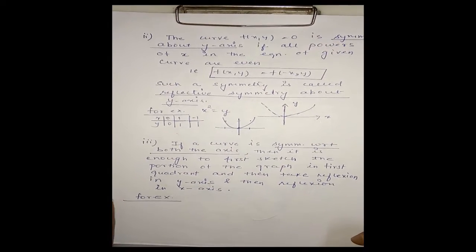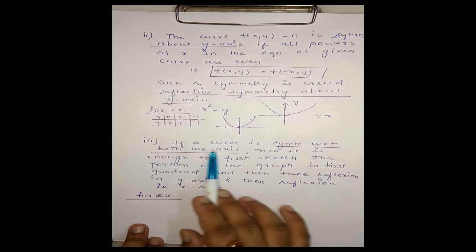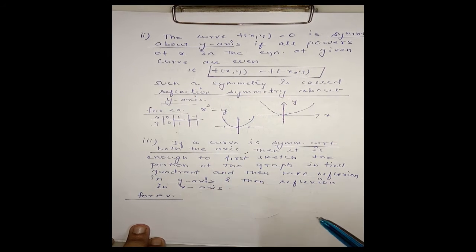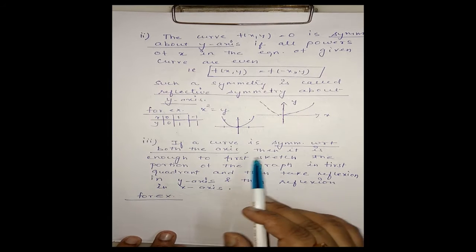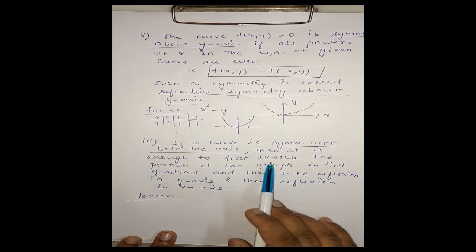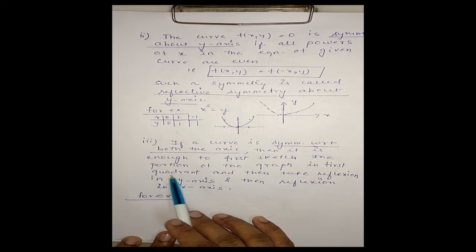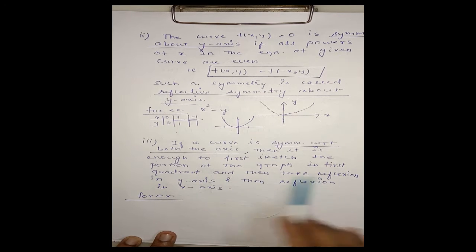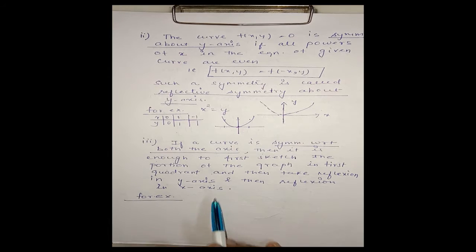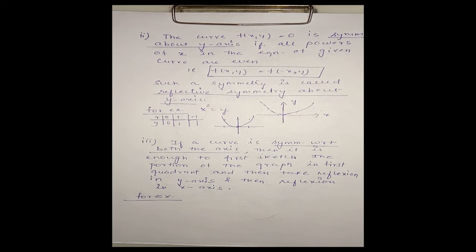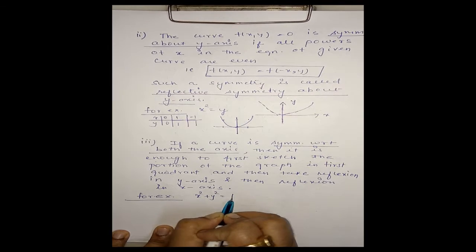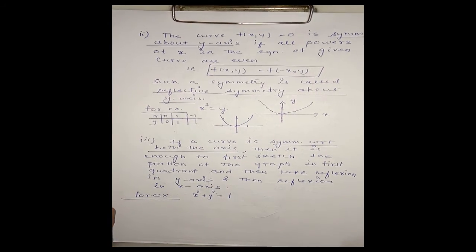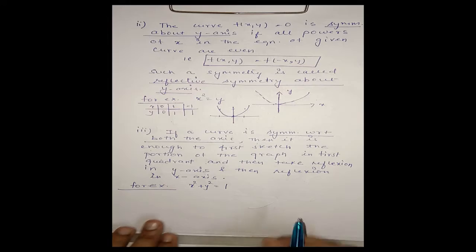Third type is if a curve is symmetric with respect to both the axes. That means it has even power of x and even power of y. Then it is enough to first sketch the portion of the graph in the first quadrant, then take its reflection in the y-axis and then again its reflection in the x-axis. For example, if I consider the curve x² + y² = 1, it is nothing but a unit circle centered at the origin.